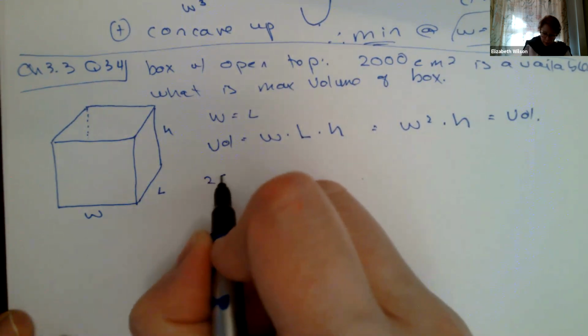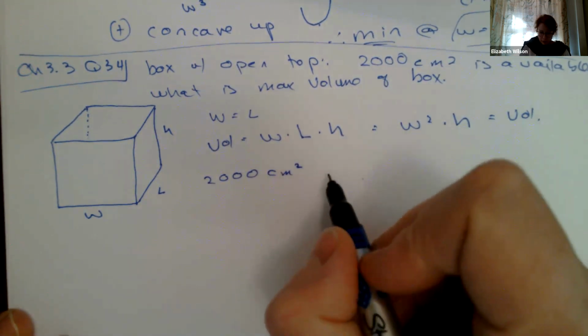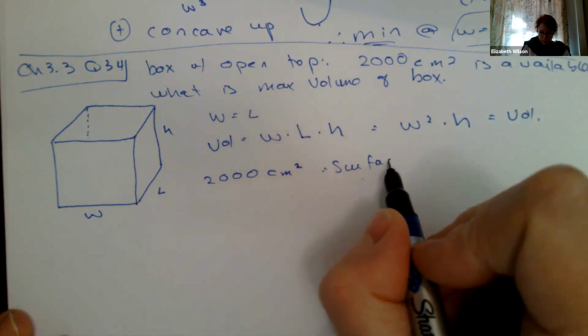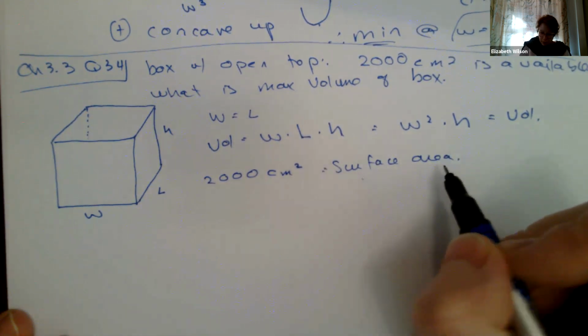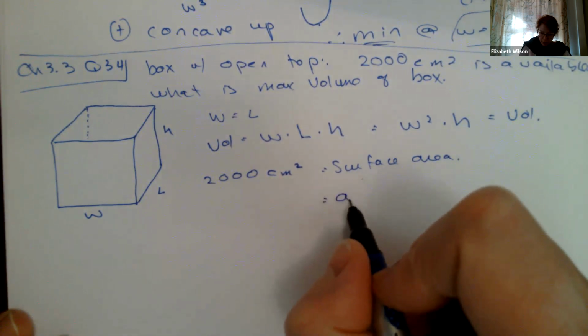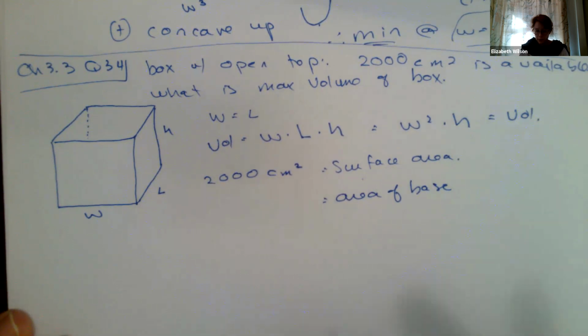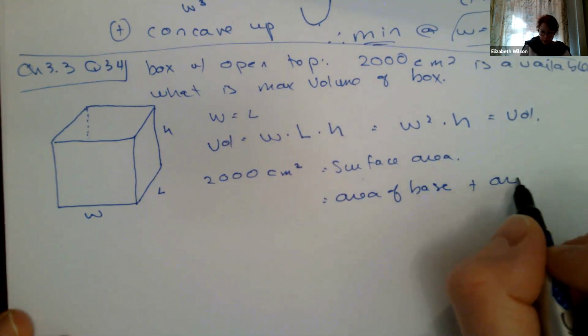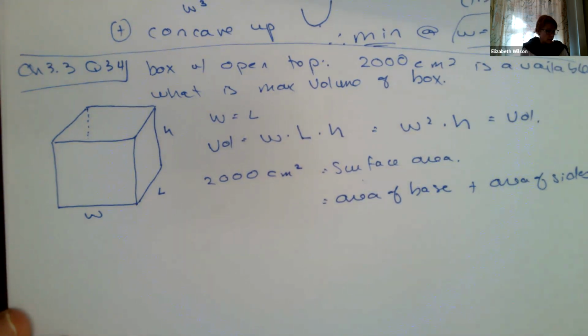So we're told 2,000 centimeters squared. Watch what we have. This is our surface area, which means I'm going to sum this up. This is going to be the area of the base. There's no top, right? It's just the area of the base plus the area of the sides that is going to be equal to that.